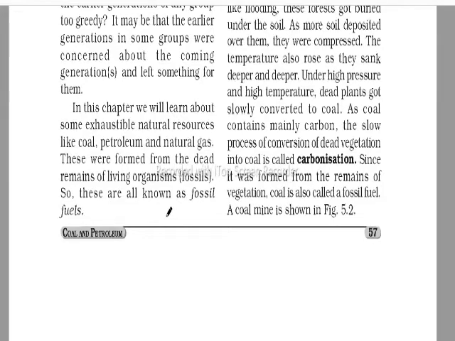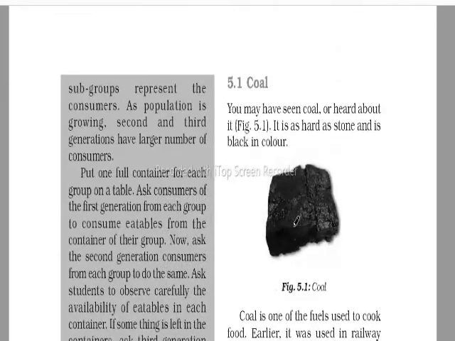See students, coal and petroleum are formed from the dead remains of living organisms. The dead remains of living organisms are actually called fossils, right? So that is why these fuels are called fossil fuels. Let's talk about coal.